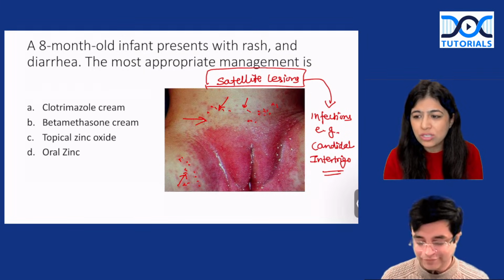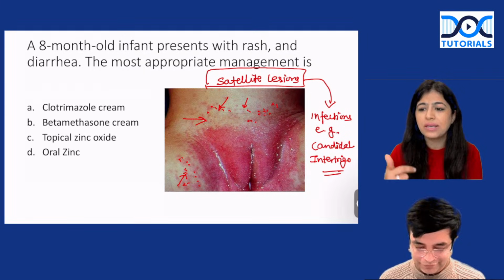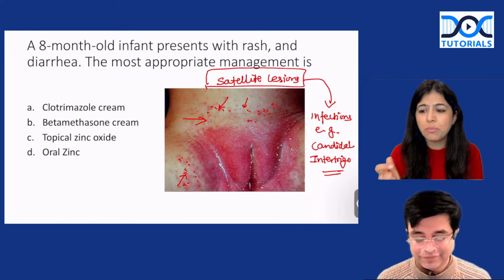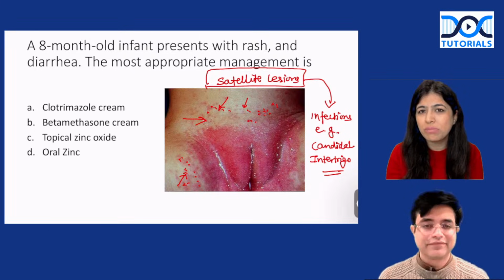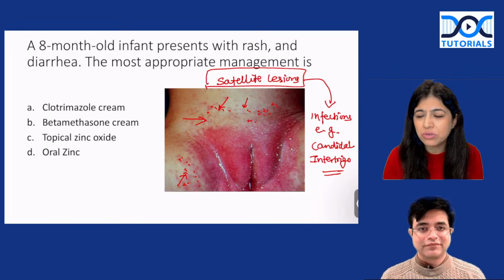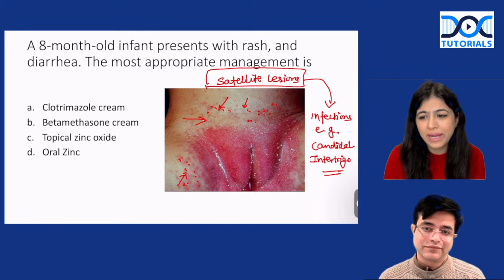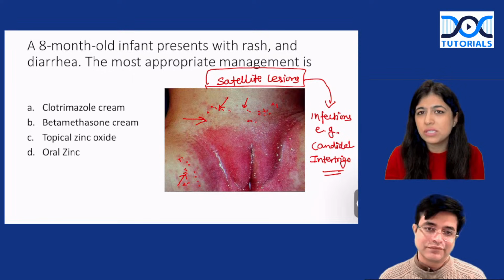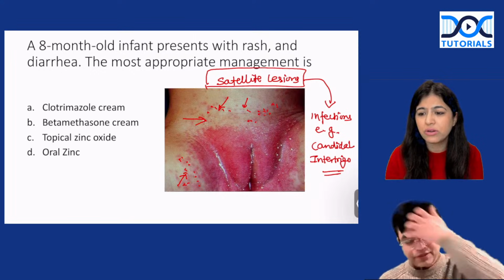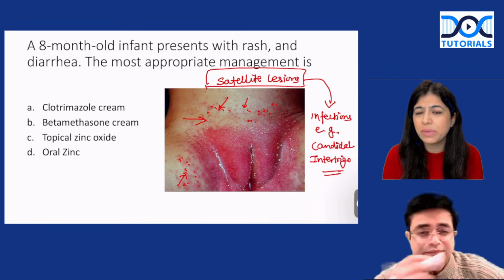Now, in this question, I have mentioned that there is rash and there is diarrhea. So there might be a chance that you will be tempted to think of it as acrodermatitis enteropathica, knowing that two of the features are there. You might end up marking oral zinc, but for this you have to look at the image properly. In the image, you see the satellite lesions, you diagnose it as intertrigo, and your correct answer would be clotrimazole cream.